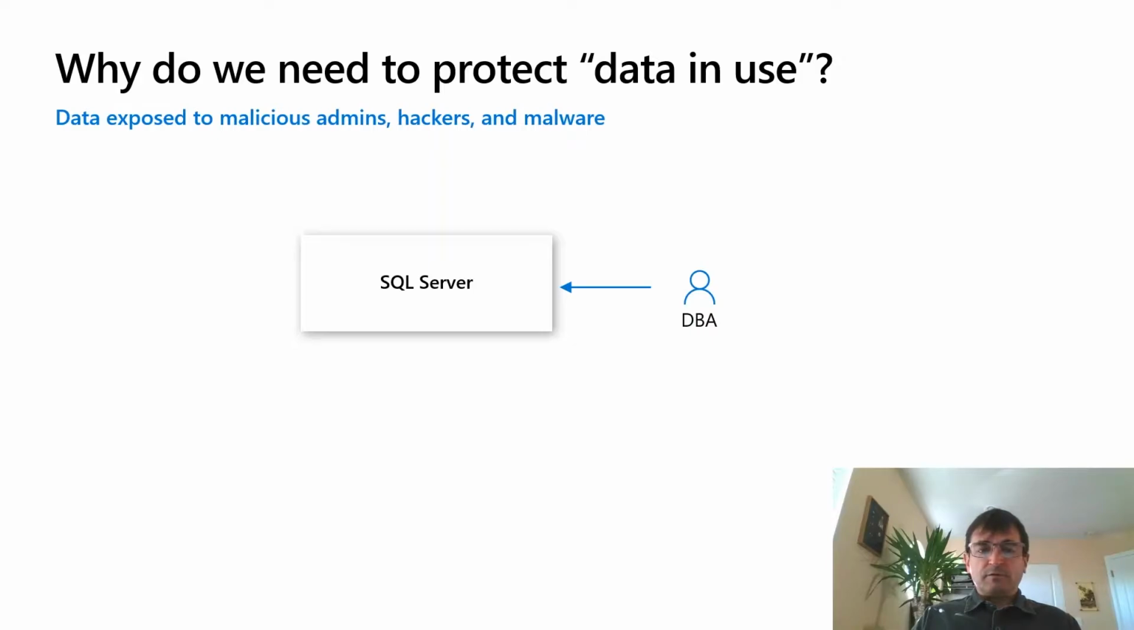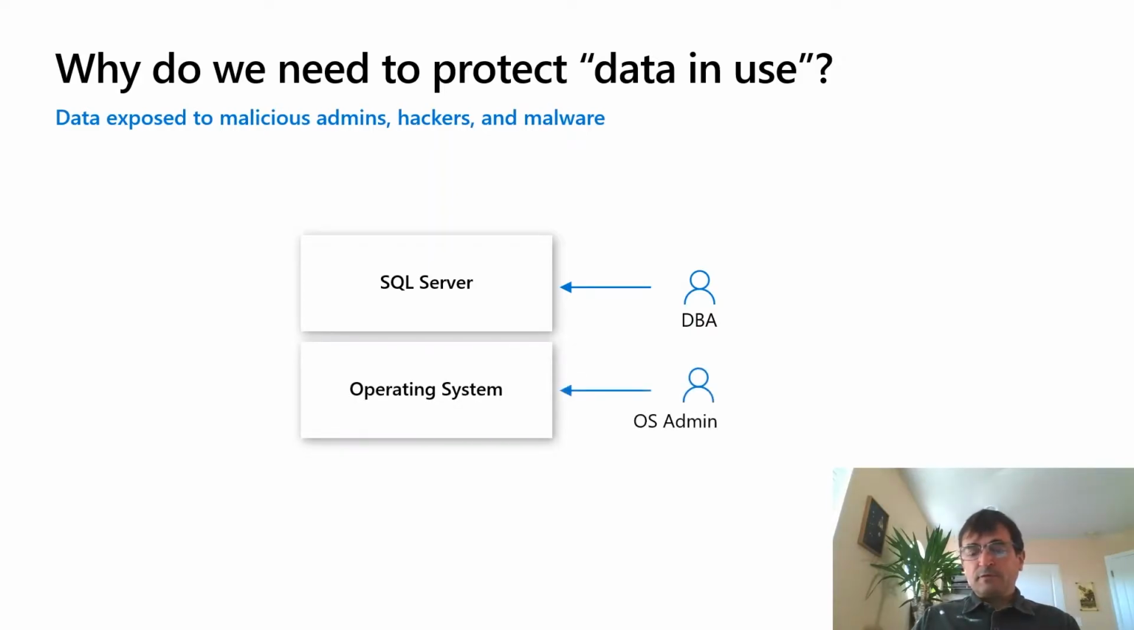Without technologies such as Always Encrypted, potentially malicious rogue administrators, hackers, and malware can quite easily exfiltrate the data from the database. For example, a DBA can simply run an arbitrary query against the database, retrieving arbitrary data in the clear. Similarly, administrators of operating systems on machines hosting SQL Server instances could exfiltrate the data in multiple different ways, for example, by scanning the memory of the SQL Server process.